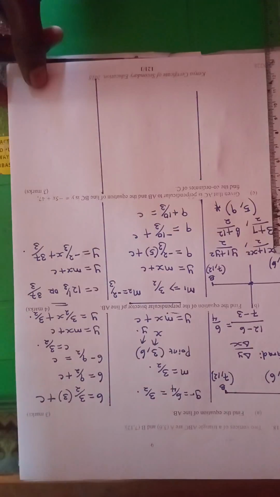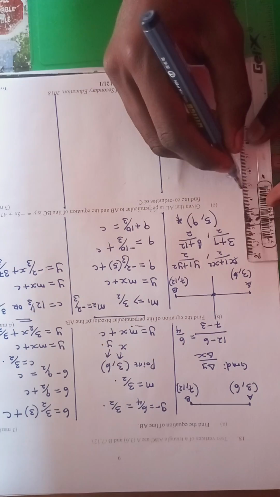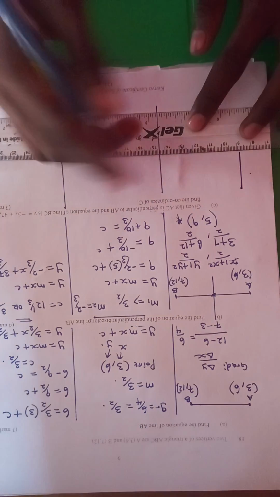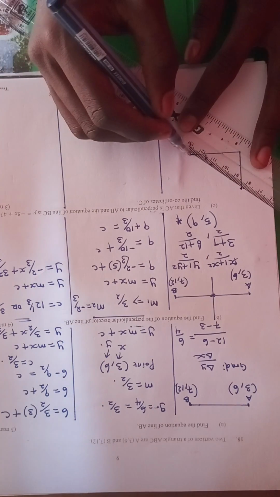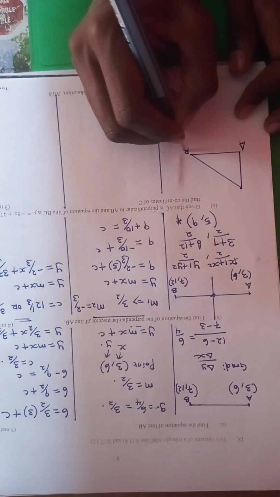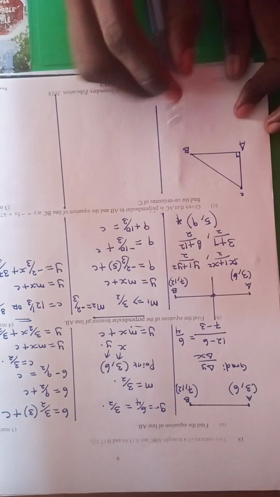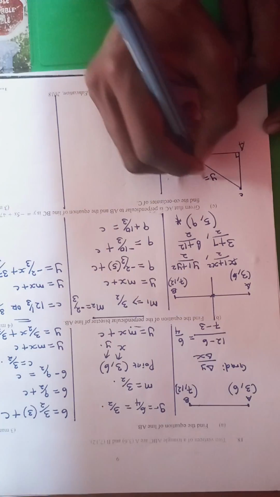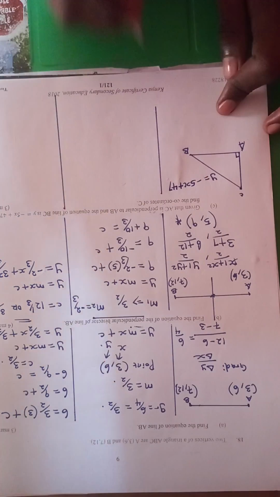Just a sketch here, a sketch of the triangle. So this one is A, we have B, and we have C. 90 degrees here. AC is perpendicular to AB. So the equation of line BC is given as y equals -5x plus 47.